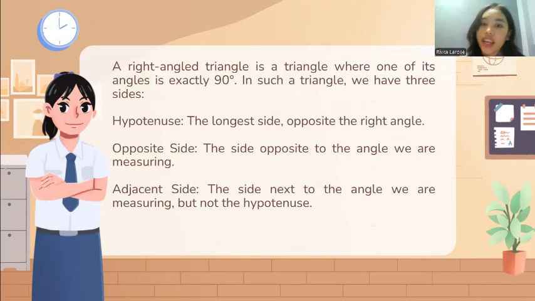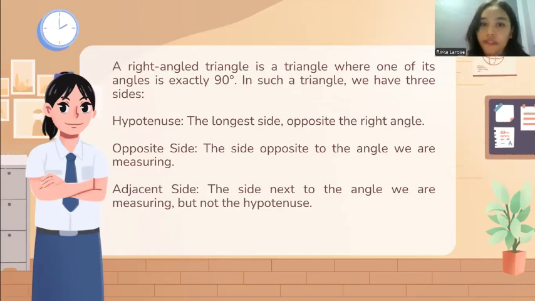Next, a right angle triangle is a triangle where one of its angles is 90 degrees. In such a triangle, we have three sides. The first one is the hypotenuse, the longest side opposite the right angle. Next, we have the opposite side, the side opposite to the angle we are measuring, and the adjacent side, the side next to the angle we are measuring, but not the hypotenuse.